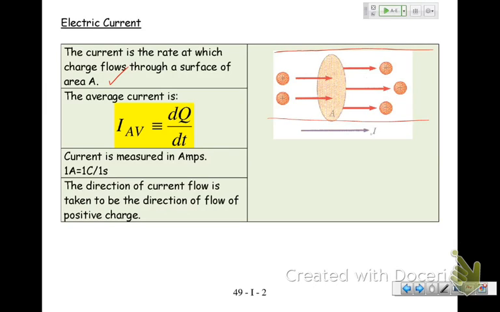Average current is the delta Q over delta T, or dQ by dt. That triple line means it's defined as. Current is measured in amps or ampere, named after Ampère. And 1 amp is 1 coulomb per second. So 1 coulomb of charge flowing through a cross-sectional area in 1 second is an amp. An ampere is a huge amount of current. Well, it's a lot of current.